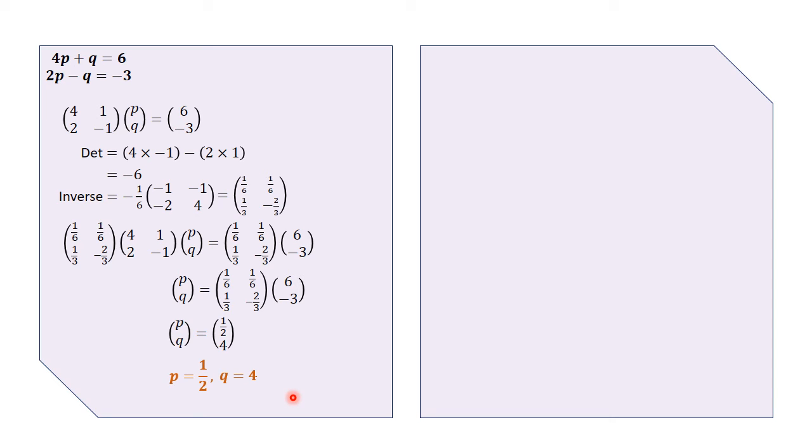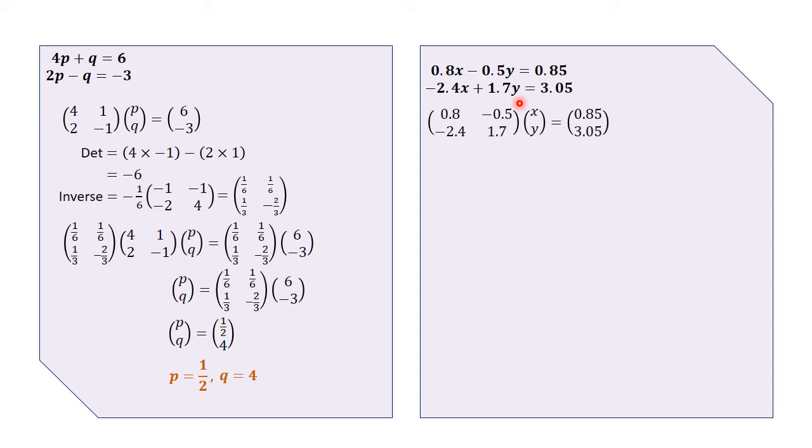We now turn to another example. This example has lots of decimal points and you can check it out there. The first thing we're going to have to form is the three matrices we have done in the previous case. So we have 0.8, -0.5, -2.4, and 1.7. Then we have XY, we have 0.85 and 3.05. The three matrices: the matrix of coefficients, the matrix of the unknowns, and the matrix of the answers.